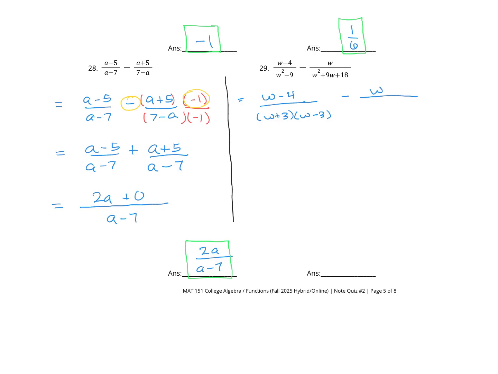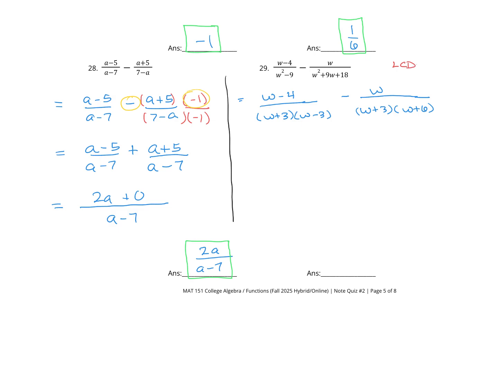Back here, once again, I'll factor my denominator. Two numbers that multiply to make 18 and add up to 9 are 6 and 3. So it's w plus 3 and w plus 6. We now need to find the LCD, and I'm going to write that off to the side in red just so we have it for reference.